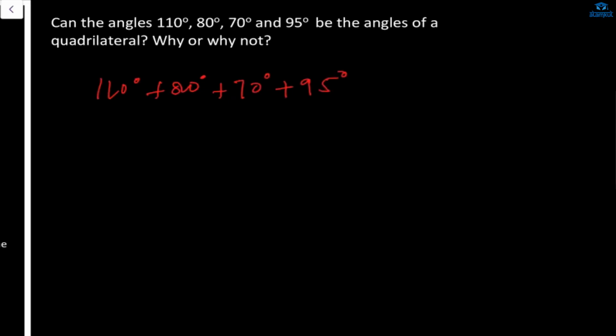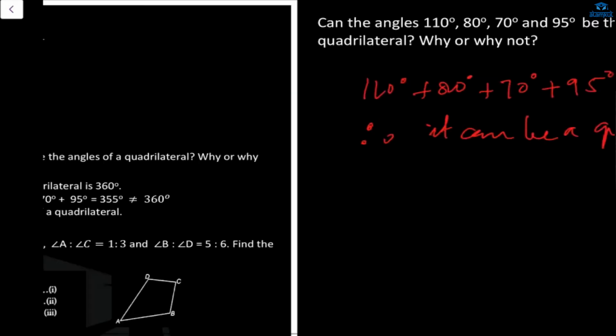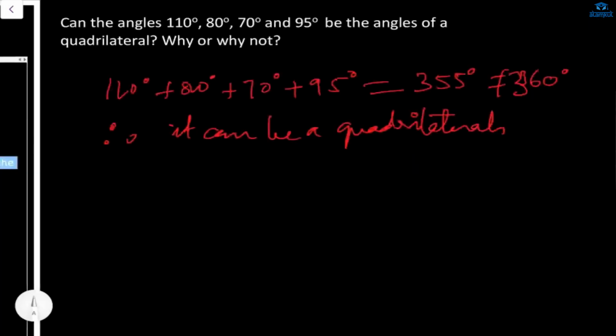Yes, very good, Razi. When you add all these values, you are not getting 360 degree. The value that you are getting after adding is 355 degree, which is not equal to 360 degree. Therefore, it is not a quadrilateral, because the sum of the angles of a quadrilateral is equal to 360 degree. Now let's solve one more. Now let's see this question.